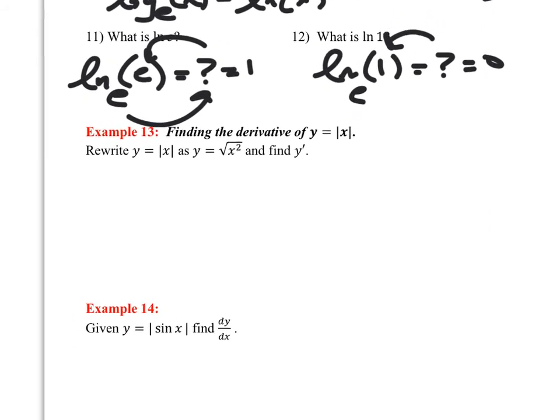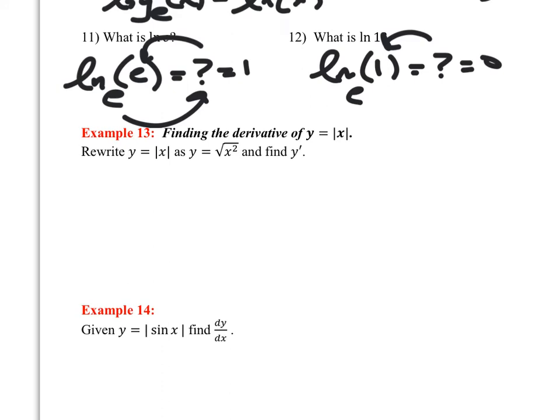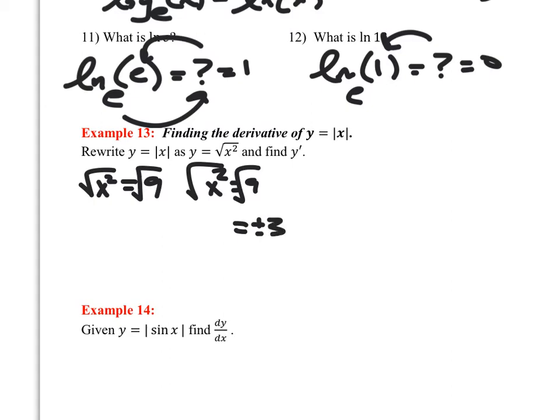All right, we're going to find the derivative of the absolute value of x. Now, we're going to do that by taking y and setting it equal to the square root of x squared. So the square root of x squared is actually equivalent to the absolute value of x. So let's say x squared equaled 9, right? If I took the square root of both sides, then I would get plus or minus 3 equals x, and wouldn't that equate to that?